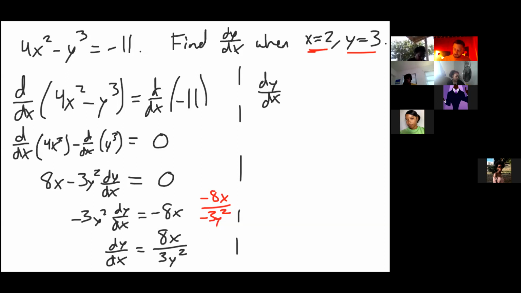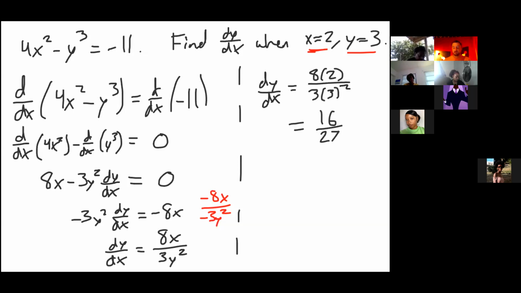Okay. So dy over dx would be equal to 8 times 2 over 3 times 3 squared. 8 times 2 is 16, 3 squared is 9, and 3 times 9 is 27.